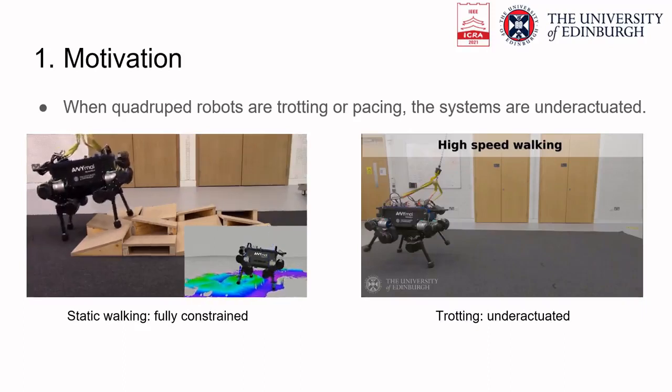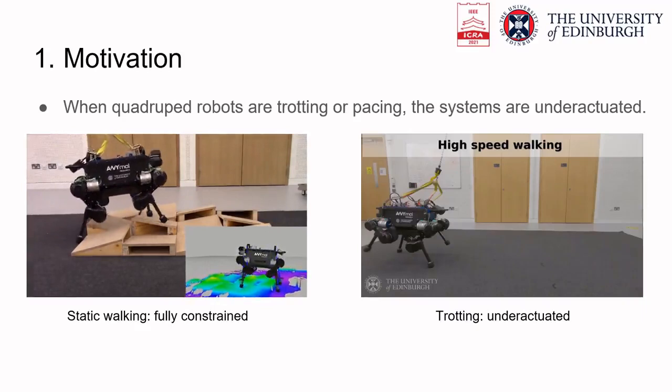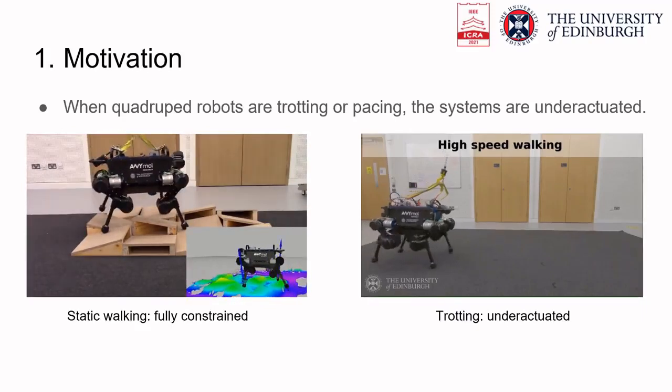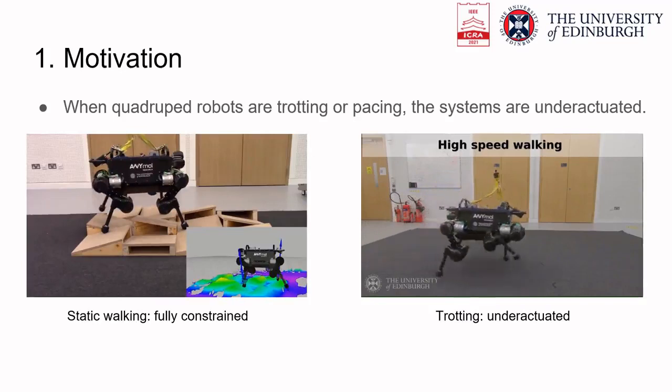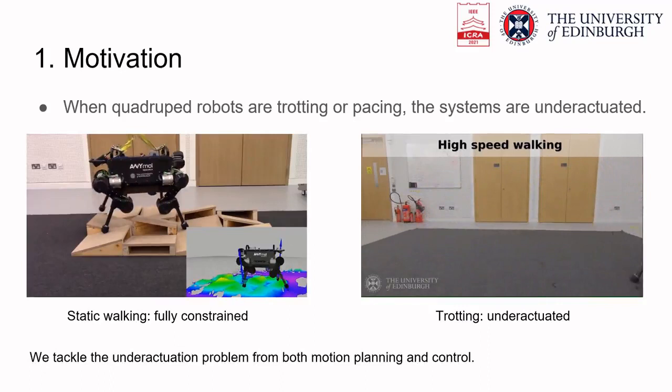We know that when a quadrupedal robot is standing or walking, the floating base is fully constrained. But when the robot is trotting, the system becomes underactuated. We tackle the underactuation problem from both motion planning and control.